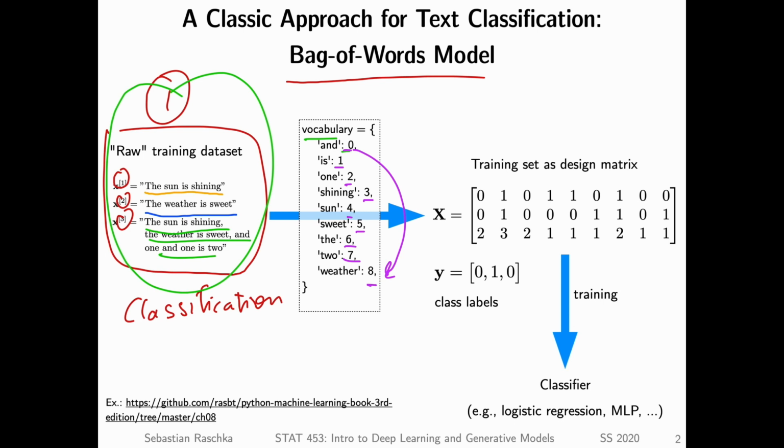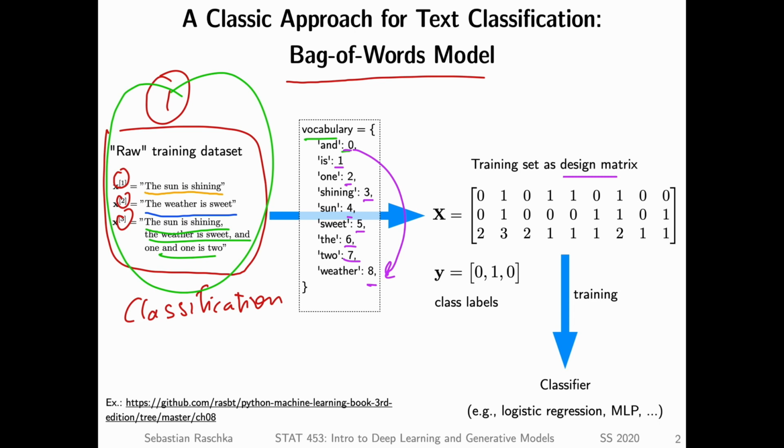Once I have this vocabulary, what I'm going to do then is build my real training set, my design matrix style training set. This is the design matrix we worked on in the very beginning when we worked with multi-layer perceptrons, logistic regression, and so forth.